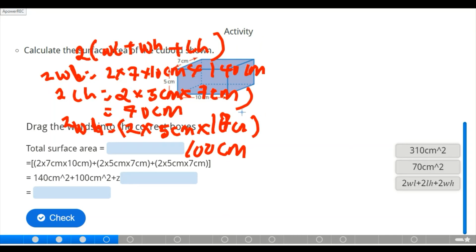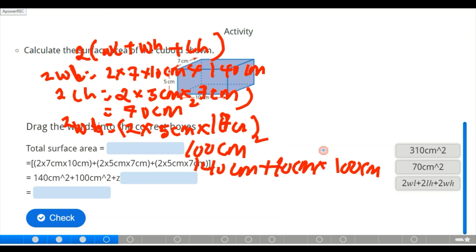So we have 140 centimeter plus 70 centimeter, okay, plus 100 centimeter. If we add 140 plus 70, that is 210 centimeter. 210 centimeter plus 100 centimeter will give us 310 centimeter. And remember, we are multiplying this. So all of these are supposed to carry centimeter square, since we are dealing with their area. So we have 310 centimeter square.